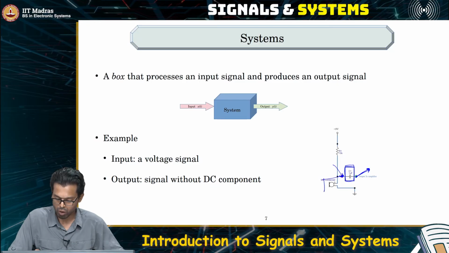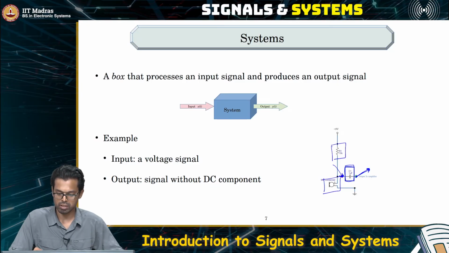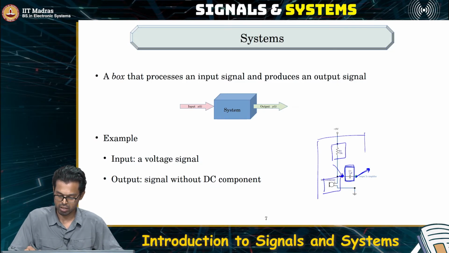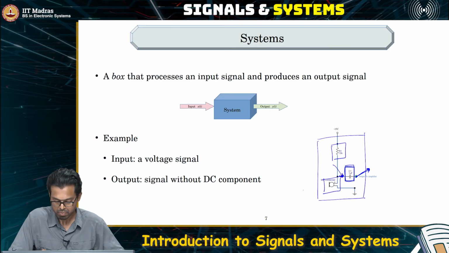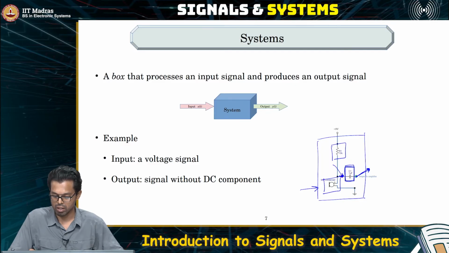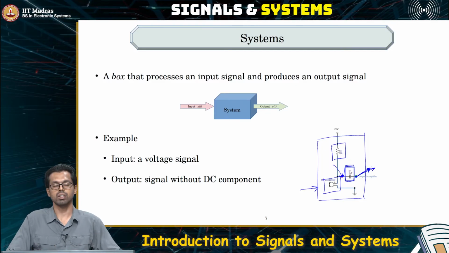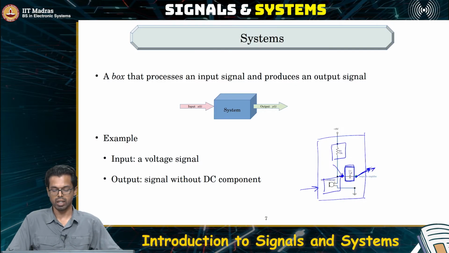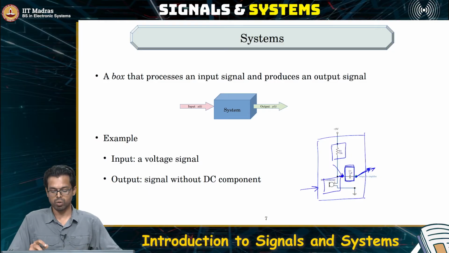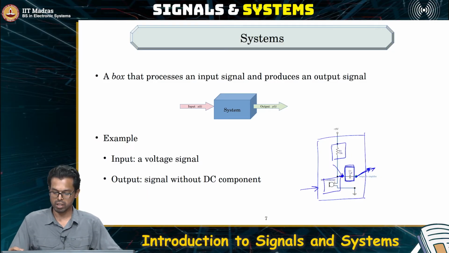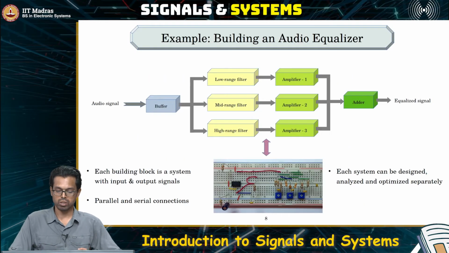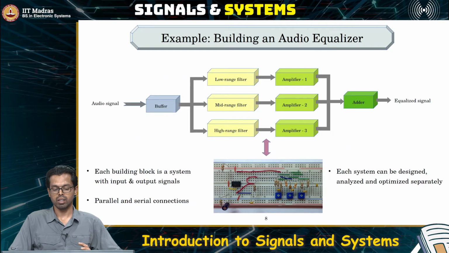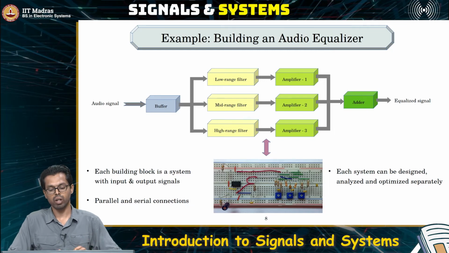So this is one block, this is a system, this is a system, this entire thing is another system. This entire circuit takes in an audio signal and produces an electrical signal which corresponds to this audio signal, right? And then we could break that down into smaller and smaller systems, which becomes easier for us to analyze. So that is what we'll do in this course. We'll understand how to break things down into smaller and smaller systems.